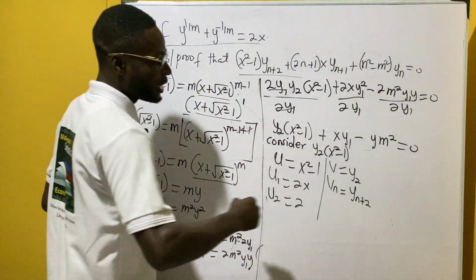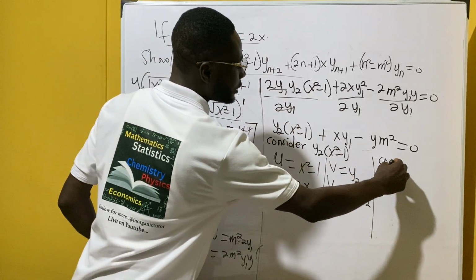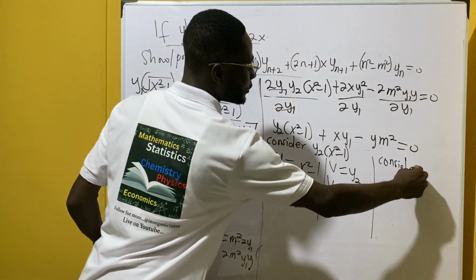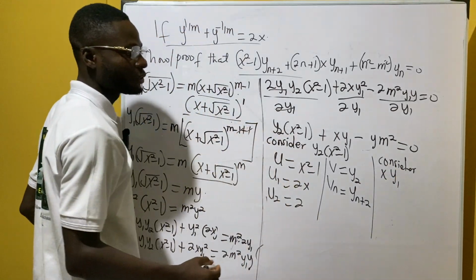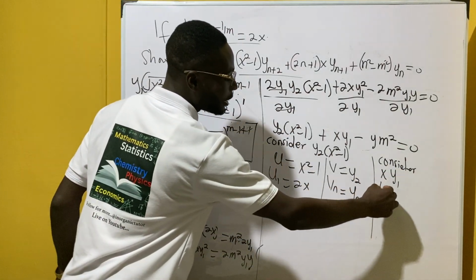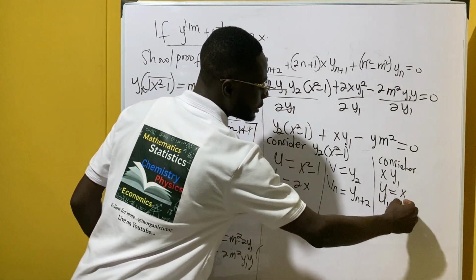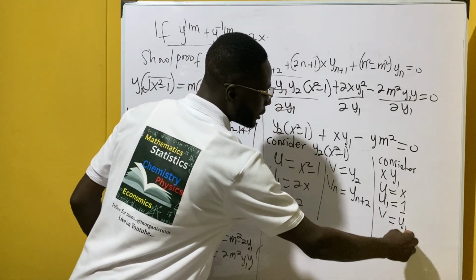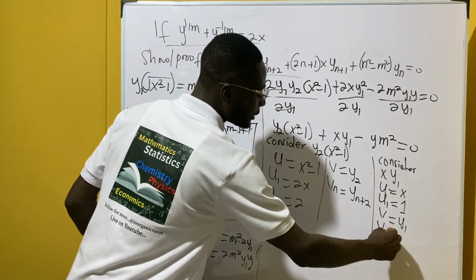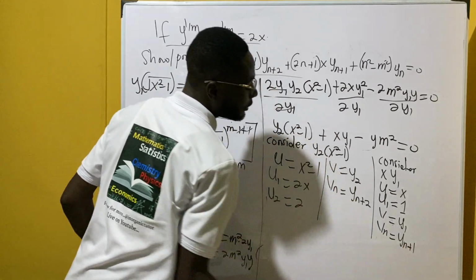Then let's consider the next one, x y1. Here we say that our u is equal to x, so u1 is equal to 1. We can say that our v is equal to y1, so vn is equal to y(n plus 1).